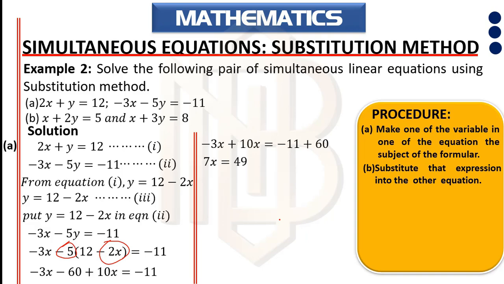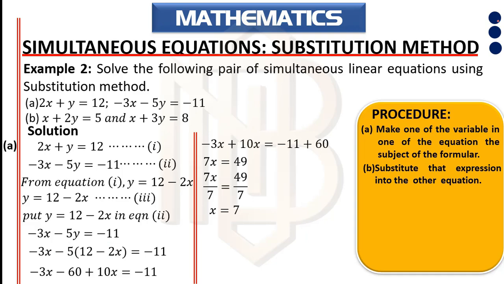Okay, so that means we have 7x equals to 49, and then we can divide both sides by 7, which will then give us x equals to 7. Okay, so from there, of course, we can conveniently say that we have solved the question for x. Now, after finding x, the next thing we have to do is to find our y.